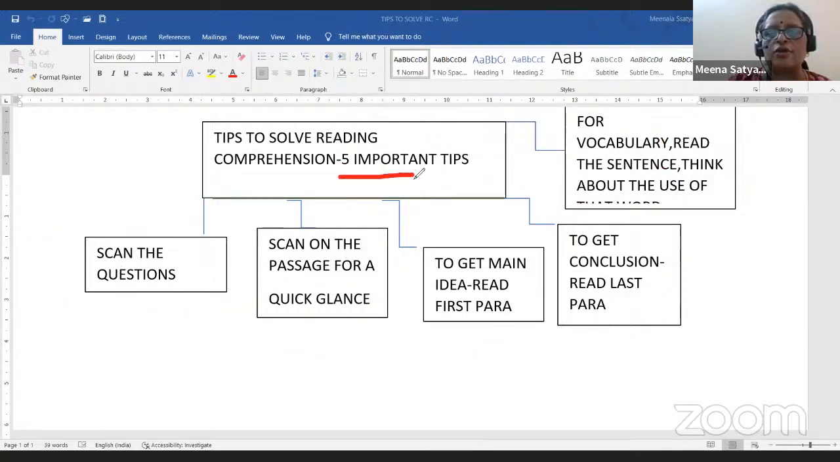So as I said, 5 important tips. I'm repeating it because I may not be able to repeat these 5 important tips in every class. I'll just start the passage as we start. The next is scan the questions. That is the most important word, scan. The next is scan again, but this time the passage. The next is to get the main idea, read the first paragraph. To get the conclusion, read the last paragraph. For the vocabulary, read the sentence, think about the use of that word, and then go back, you will get it.